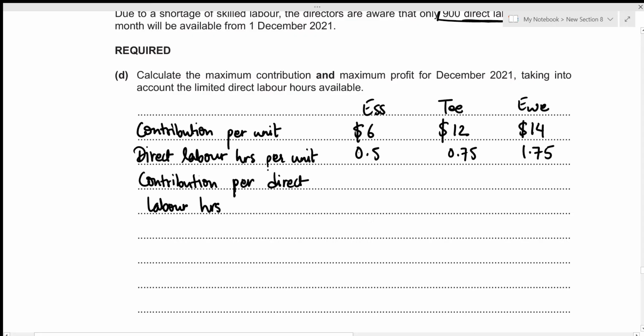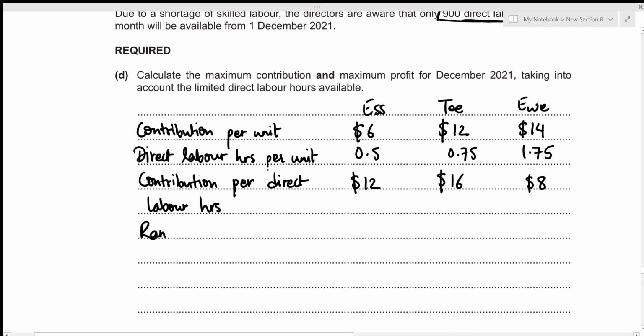So for S, that's just going to be 6 divided by 0.5, which gives the contribution per direct labor hour to be 12. For T, that's 12 divided by 0.75, which gives the contribution per direct labor hour to be 16. And for E, that's 14 divided by 1.75, which gives the contribution per direct labor hour to be 8. Now we rank these three products in order. So we allocate the maximum required direct labor hours for the highest ranking product.